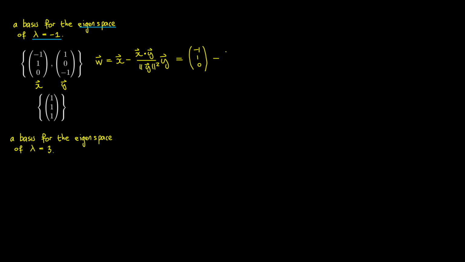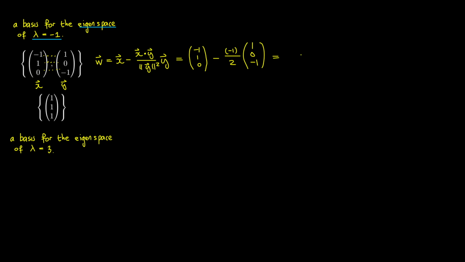minus x dot y. Now, we already calculated x dot y, right? So -1 times 1, so we have -1. Here we have 1 times 0, and here we have 0 times 1. And so we're just going to get -1 for the x dot y divided by the magnitude of y squared. Now, what is the magnitude of y squared? We square this, we add it to that squared, we add it to that squared. I'm sure you see we just get 2. So we have 2 here. And now what's left is just what is y, and so y is just 1, 0, and -1.